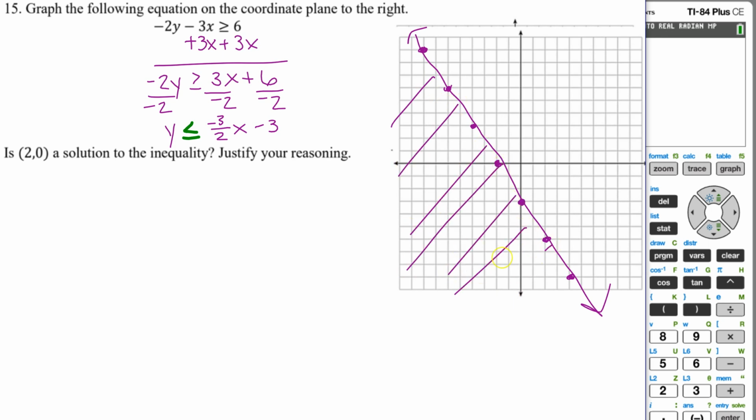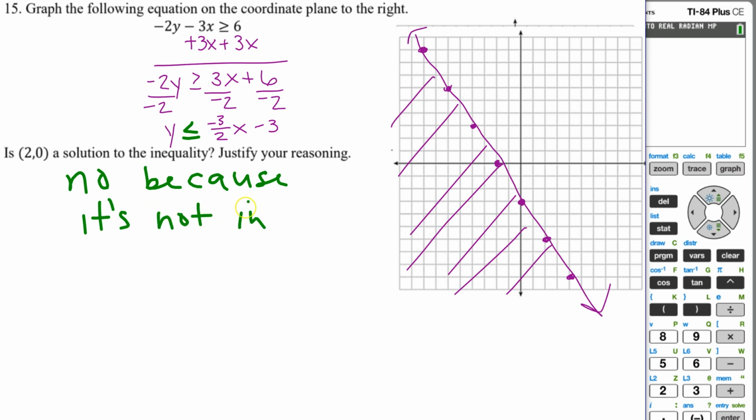And then it says, is (2, 0) a solution? When I look at (2, 0), it does lie right there. And my answer would be no, because it's not in the shaded region. And I'm just going to stop writing because it's going to cut me off.